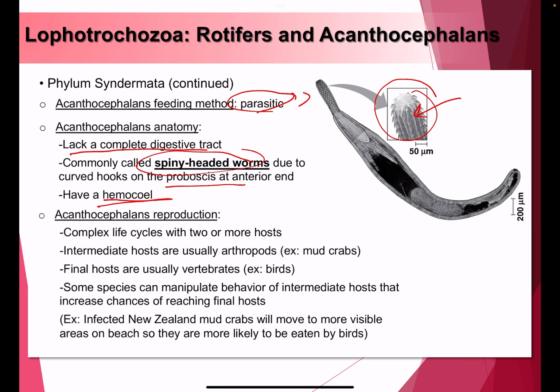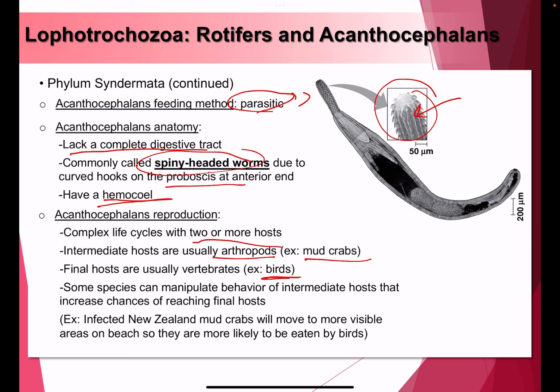Now, for acanthocephalans, the way they reproduce is they have a complex life cycle with, again, two or more hosts, not just one intermediate host. There could be multiple intermediate hosts. Usually for these acanthocephalans, their intermediate hosts are not snails. Oh, actually, yeah, they're arthropods, which are then mud crabs, is usually their host. Final hosts are then usually vertebrates, which are, for example, birds. So in this case, they are not commonly found in humans, they are commonly found in birds.